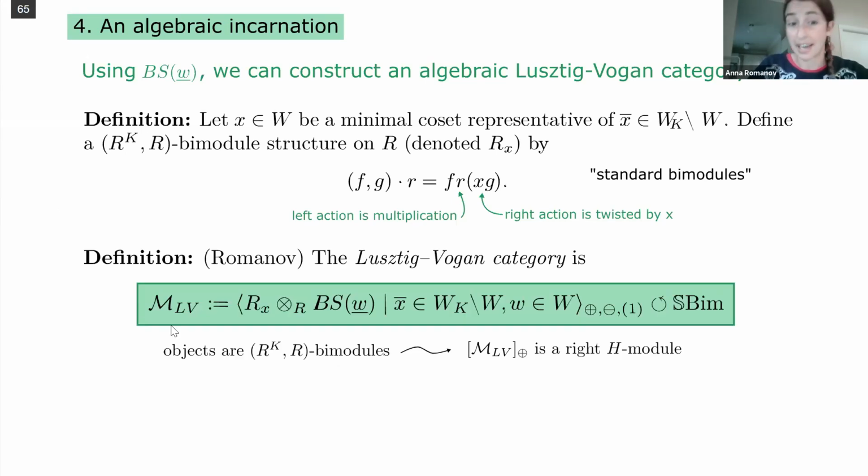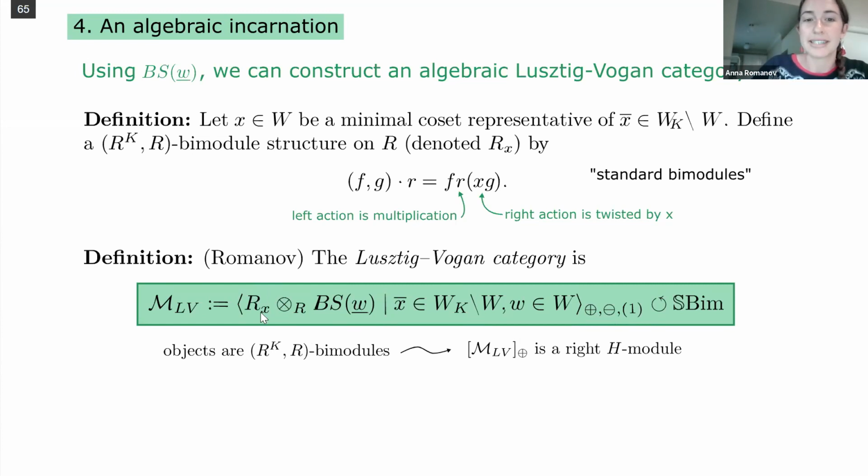And then we can define a category. And this is a category whose objects are R_K-R bimodules. And it's defined as follows. We take all of the standard modules, and then we just act on these standard modules by the Bott-Samelsons, which live in our category of Soergel bimodules. And then again, we close under direct sums, summands, and shifts.